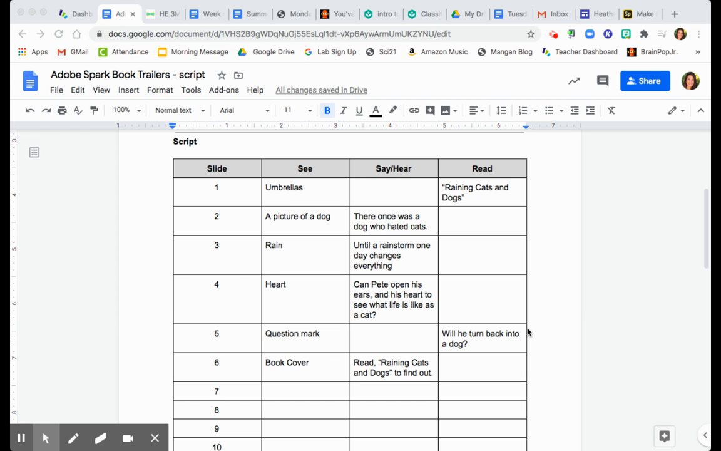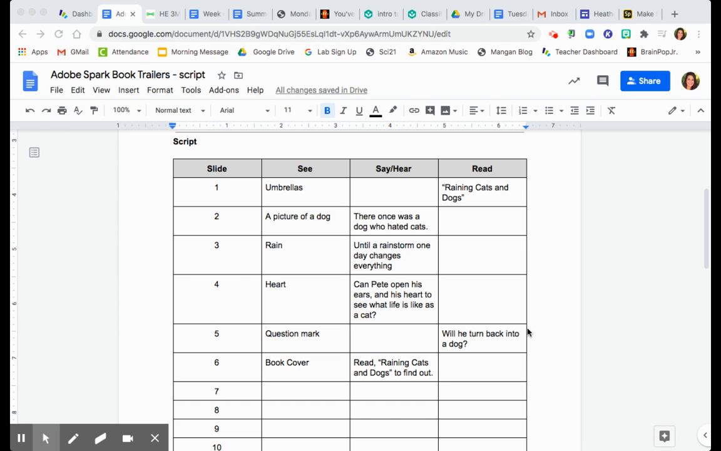Our second column is the C column. That is your plan on what you want the readers or the viewers to see. What are they looking at? What pictures are you choosing for that slide? The middle column there is the say or hear. That's your voice recording. What are you going to say into the program in order for the viewer to hear something? And then the final column is what is the viewer going to read? What text is going to be on that slide?